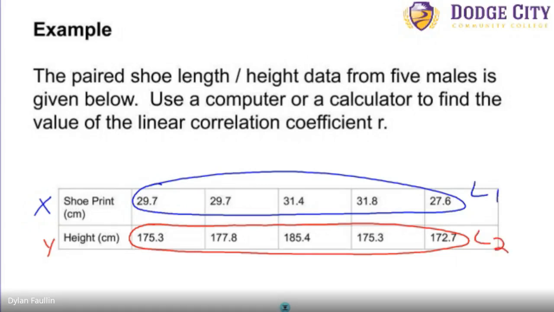These are paired. So if 31.4 is going to be the third value in list 1, then 185.4 has to be the third value in list 2 so that they get linked together. You can't scramble the order of these numbers when you're typing them into the list. You want to follow the same order for both of them. So let's go ahead and type that in.